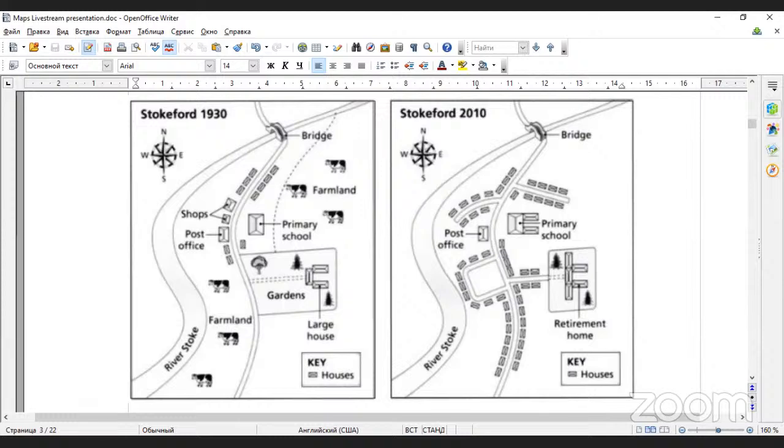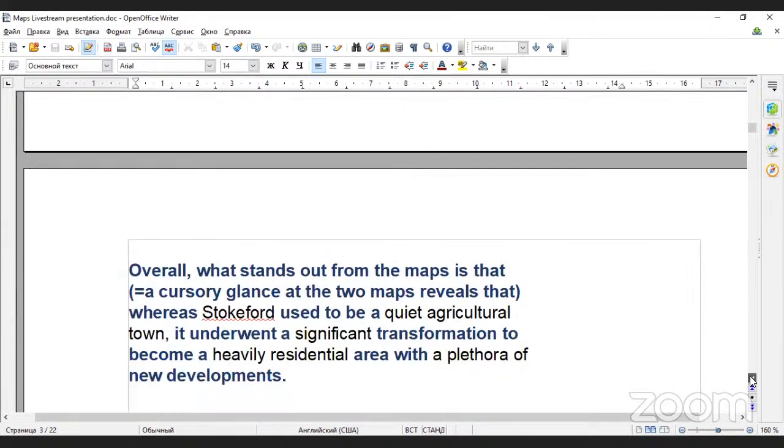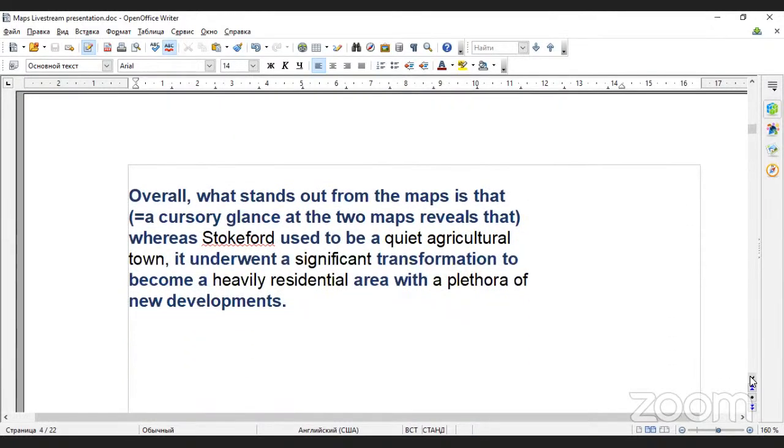All right, so let's have a look at my sample overview. So you can start your overview like this. "Overall, what stands out from the maps is that" — this construction is called a cleft sentence. It's good for your grammar. Or alternatively, you can write "a cursory glance at the two maps reveals that". And then there is another clause of concession, a contrast clause. "Whereas Stokeford used to be a quiet agricultural town, it underwent a significant transformation to become a heavily residential area with a plethora of new developments."